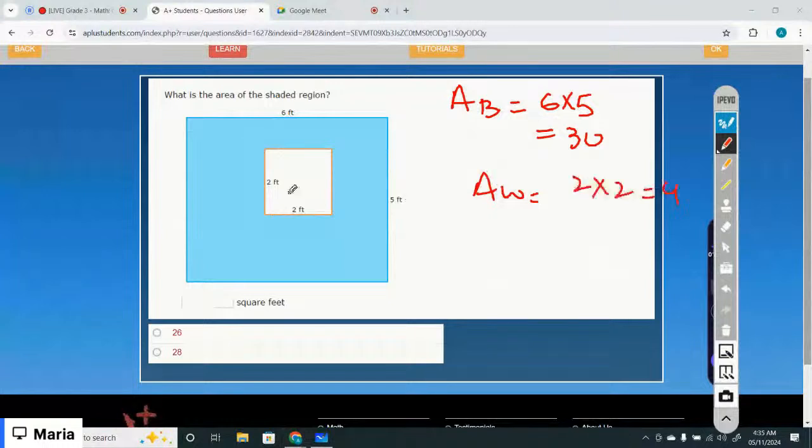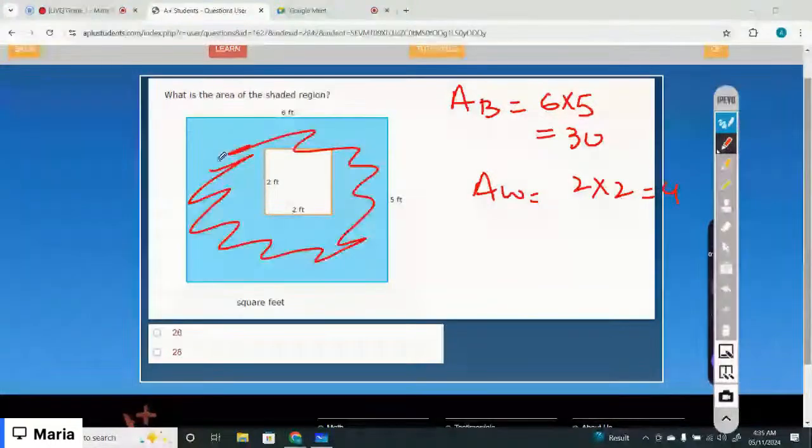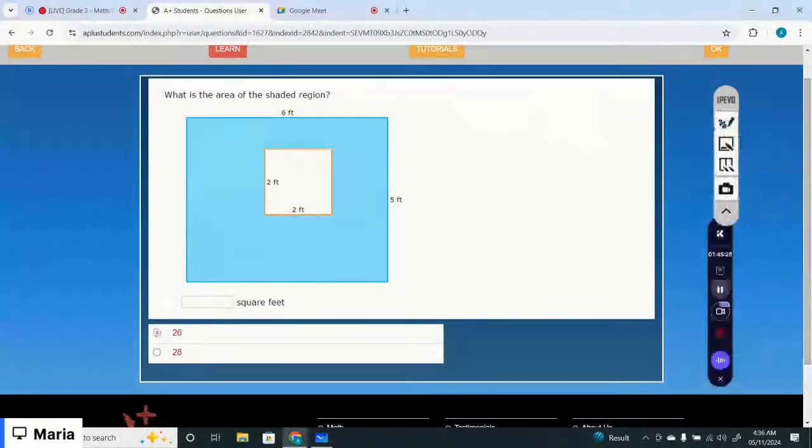4. So you have to calculate the area of this colored portion only, not the white one. So you need to subtract the area of the smaller square out of the bigger one. You have to do 30 minus 4 is 26. So the correct option is option number 1. That is 26 square feet. The correct option is option number 1, that is 26 square feet.